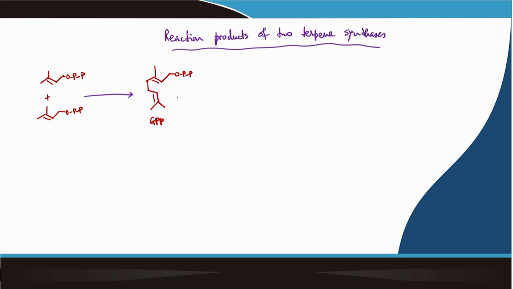So this is common. All monoterpene synthases will convert this, so I put this as an intermediate. This is 3S linalyl diphosphate.